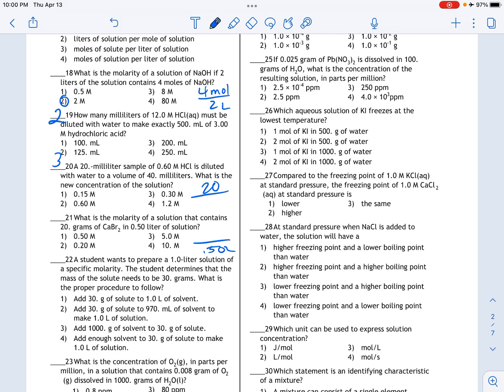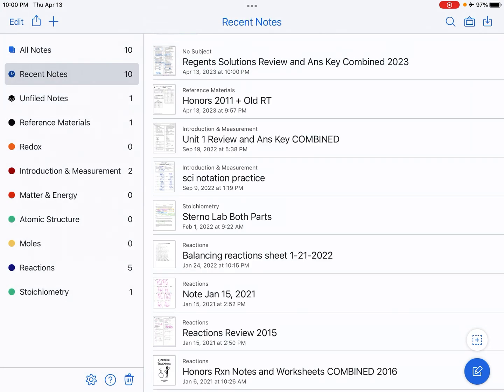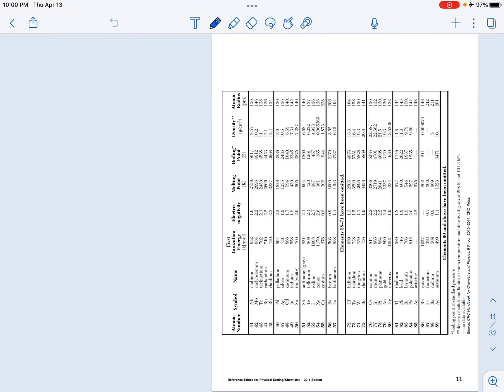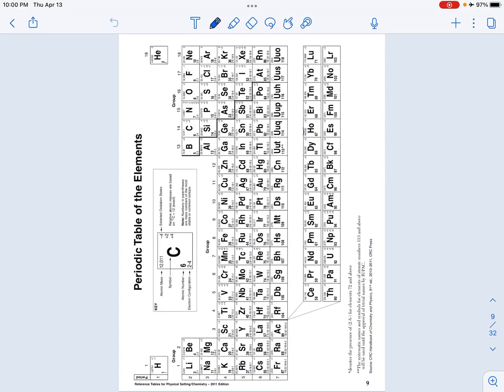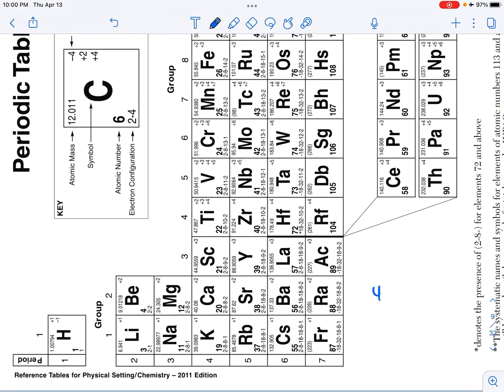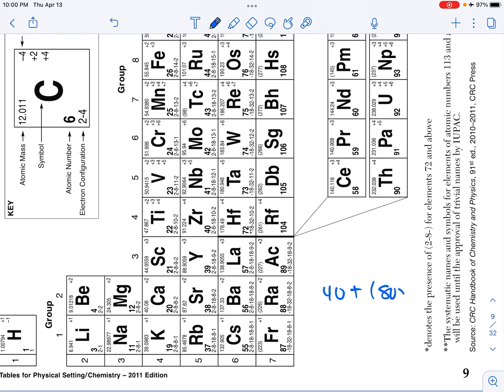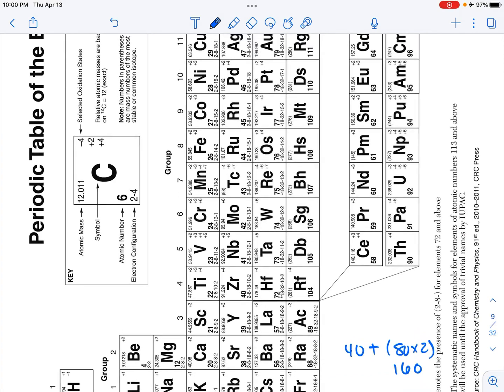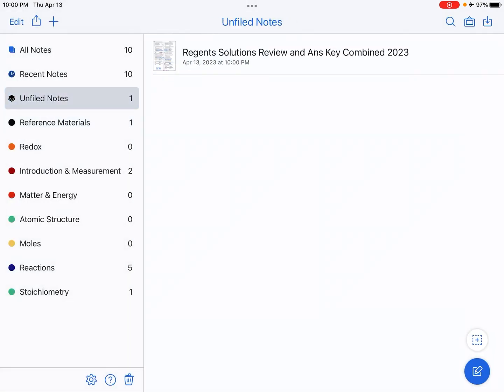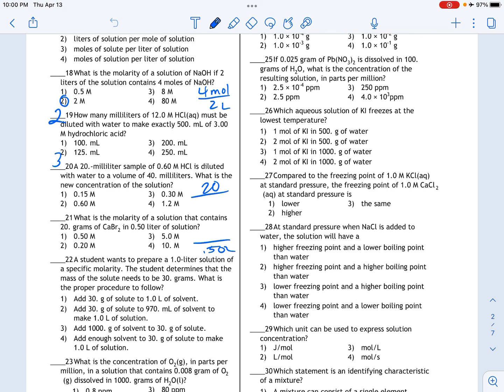So calcium bromide, and I need to go to the periodic table for that. Calcium, and you'll have to crane your neck, is 40, plus bromine is 80. But there are 2 of them, so 160. So 40 plus 160, that's 200. So the GFM is 200. And so we're going to do 20 divided by 200, and that's going to give me 0.1 moles. So 0.1 moles divided by 0.5 liters equals 0.2 molar.